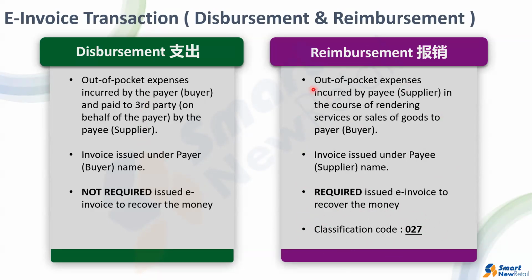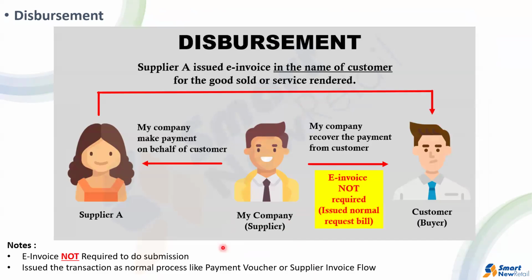Okay, how do these two work? So let's say the first one, the expenses thing. When your company makes payment on behalf of your customer, you are the middle guy. You help your customer to pay your supplier. Your supplier issues the invoice to your customer directly. That means you are the middle guy, so you do not need to do e-invoice submission. You just bill your customer directly only.